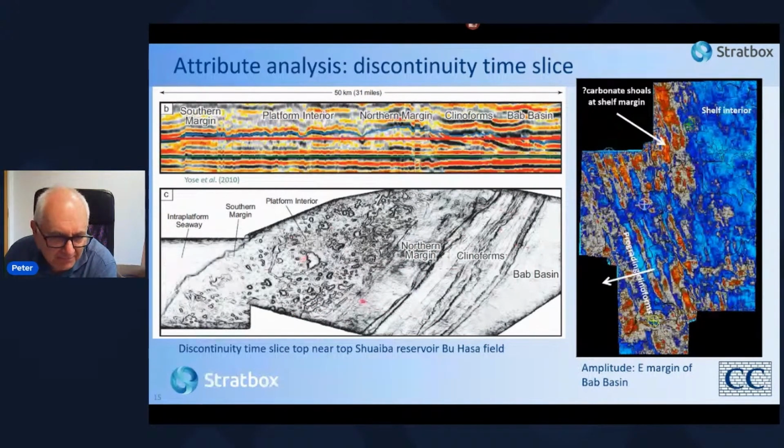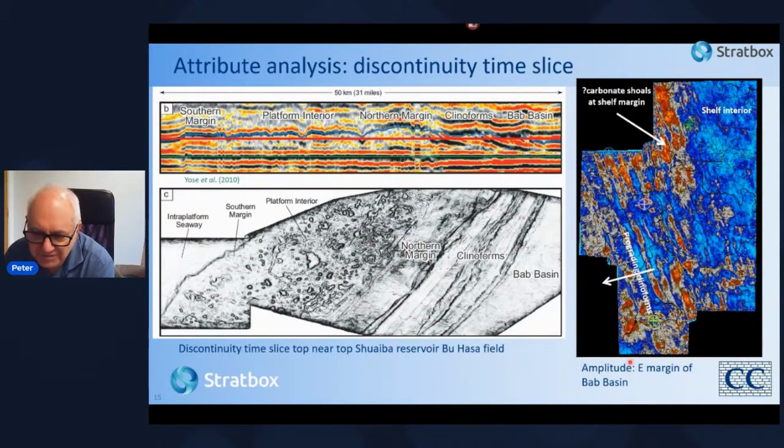We have the platform interior here, with these structures which are probably rudist patch reefs developed over the carbonate platform interior. We have the northern margin of the Bab Basin here, and these lineaments are showing the top of the clinoforms as they dip into the Bab Basin. And this is the Bab Basin with the intrashelf basinal carbonates with the no seismic character. So that's the deep water facies.